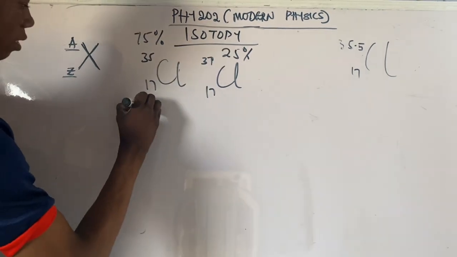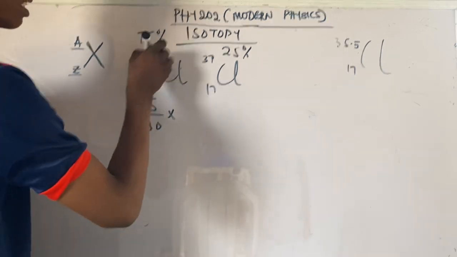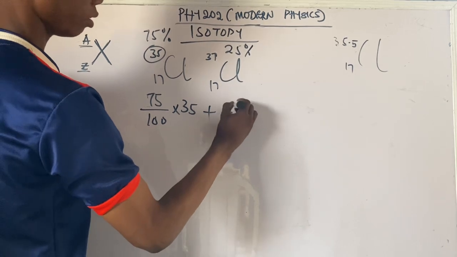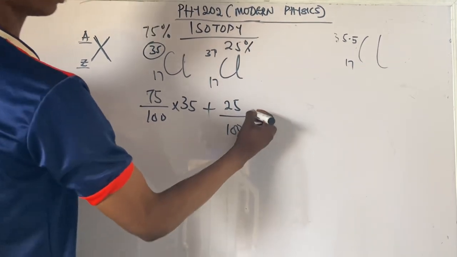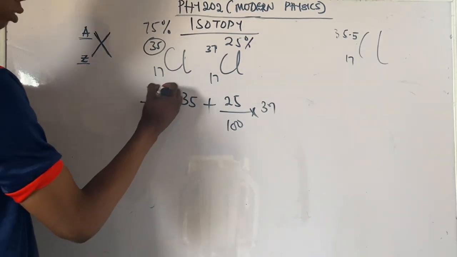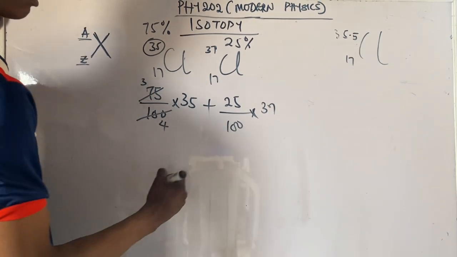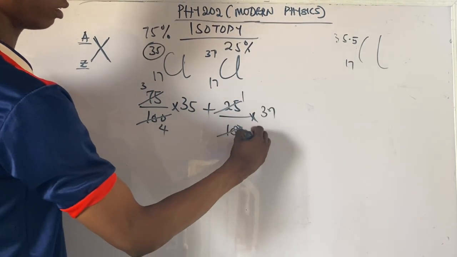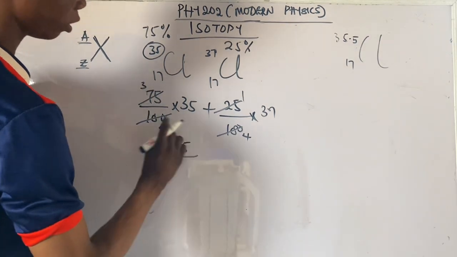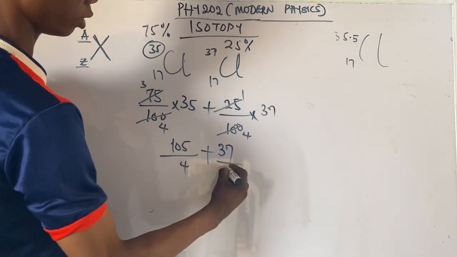So this is 75 over 100, that is 75%, times the mass number 35, plus 25 over 100 times the mass number 37. 25 goes into 75 three times, and 25 goes into 100 four times. So this is 3 times 35, that is 105 over 4, plus 1 times 37, that is 37 over 4.